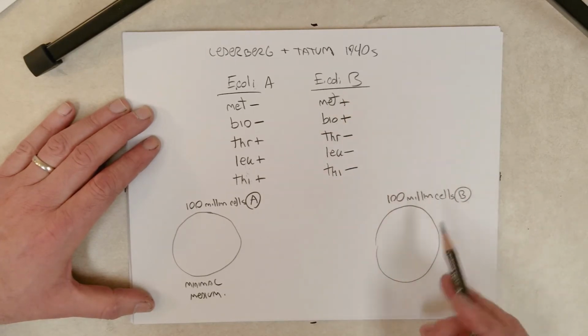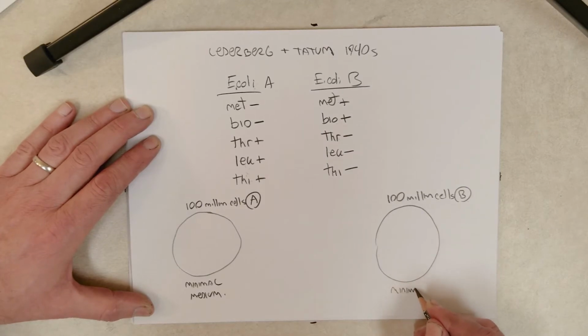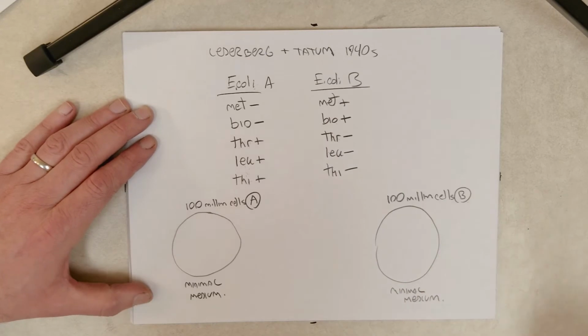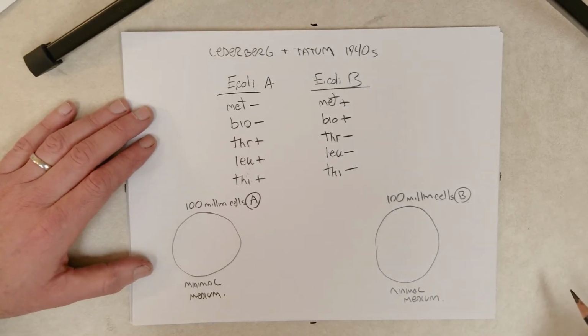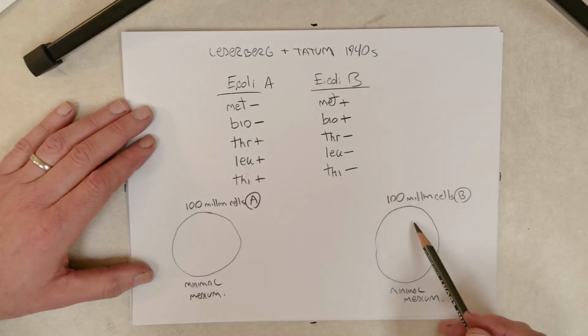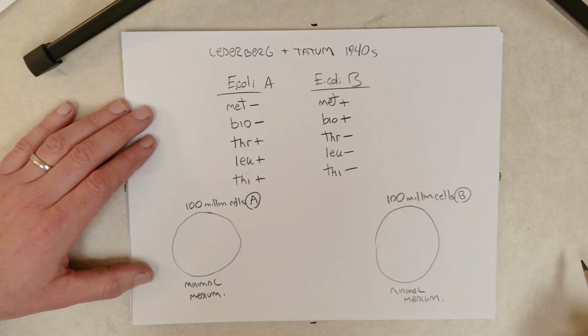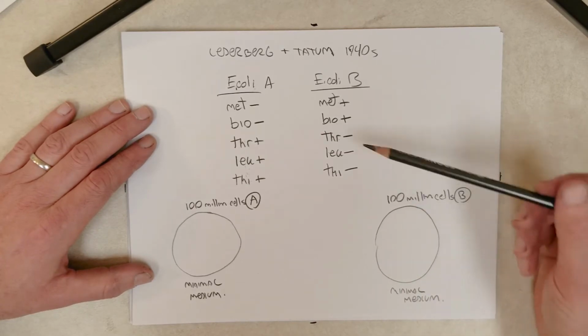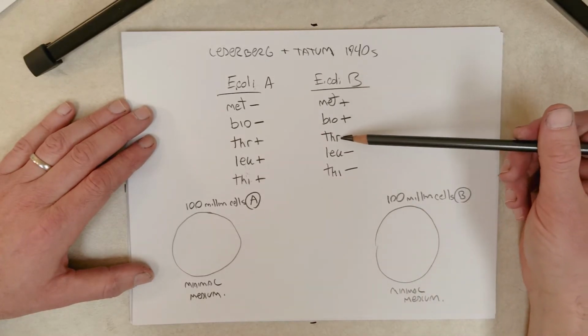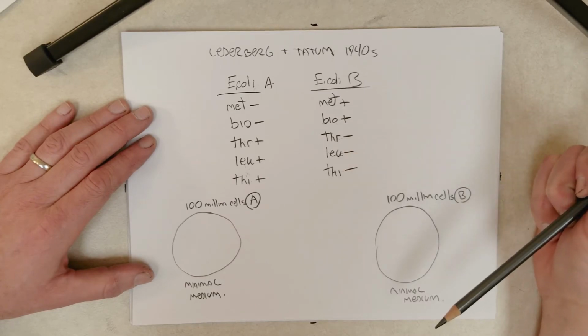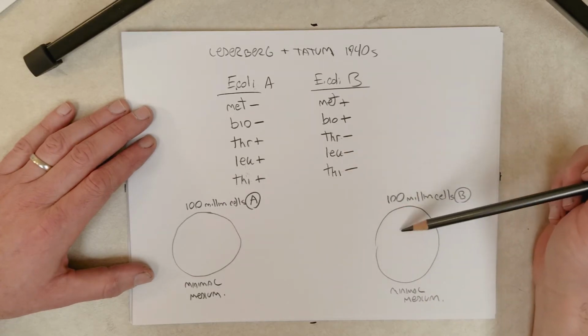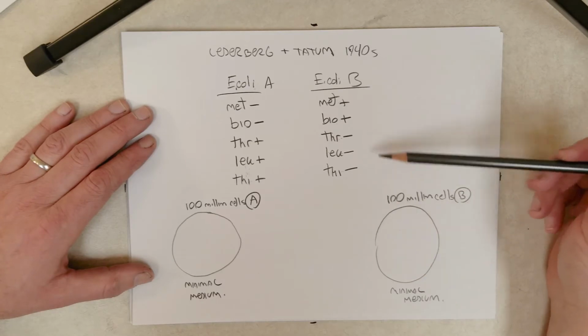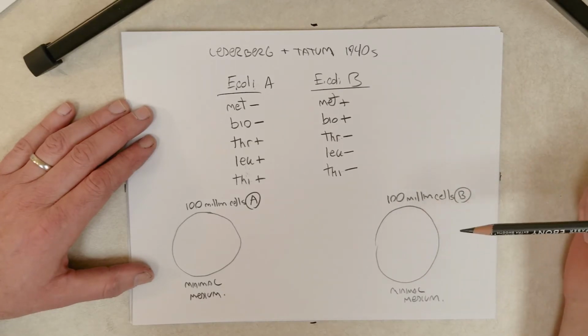So they plated 100 million cells of B on minimal medium, and let the plate sit for 24 hours or whatever, and nothing grew. So there were no surviving colonies here, which makes sense, because E. coli B requires threonine, leucine, and thiamine to be in its environment, and this minimal medium doesn't have those, so none of the cells survived.